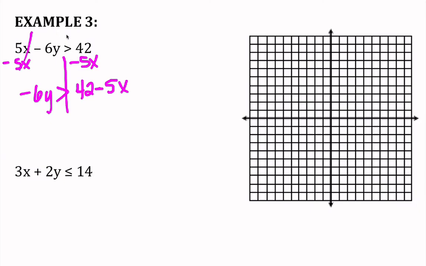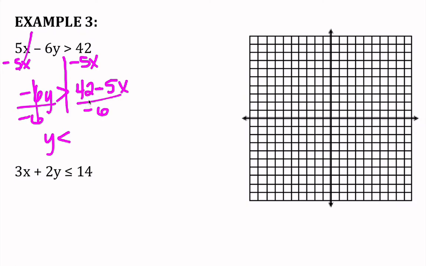Next, I need to get rid of that negative 6, so I'm going to divide by negative 6 on both sides. My y drops down. Okay, so let's see if we can remember. We just divided both sides by a negative, so there's a special rule that we have to do. When we divide both sides by a negative, we have to remember to flip-flop our sign.